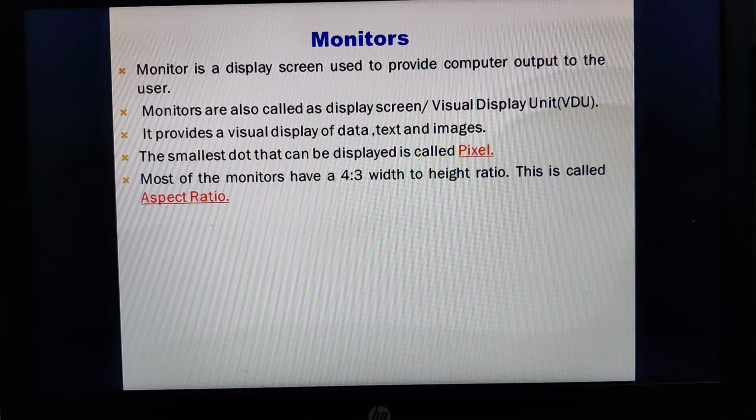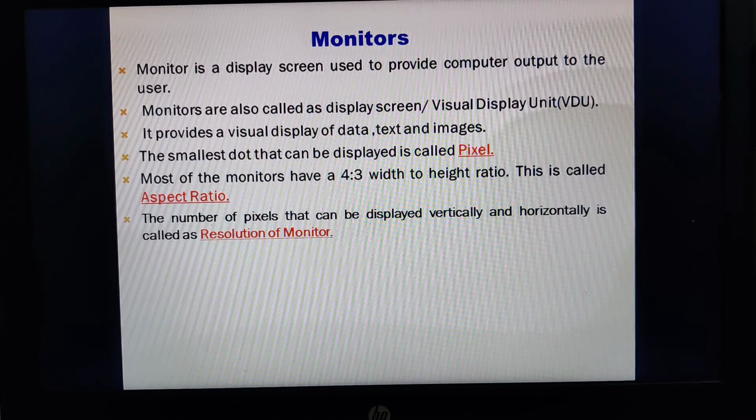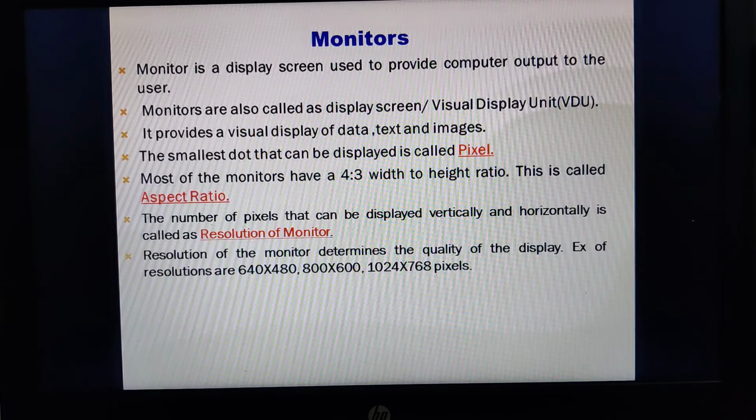Usually we determine the resolution of the monitor by the quality of the display. Some examples of resolutions are 640 into 480 pixels, 800 into 600 pixels, 1024 into 768 pixels. The higher the resolution of your monitor, the higher the quality of your display screen will be. Then we also measure the size of the monitor. Usually we measure the size of the monitor diagonally, like 12 inches, 14 inches, 17 inches, 19 and 21.